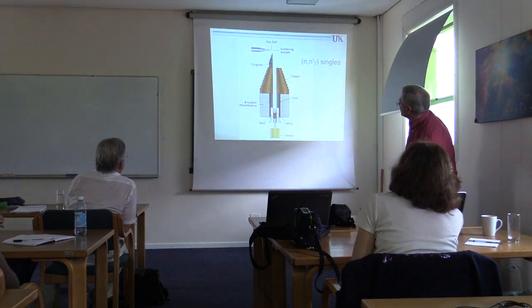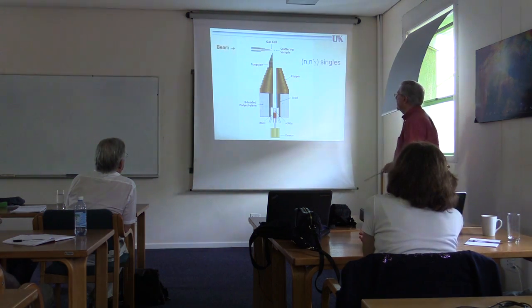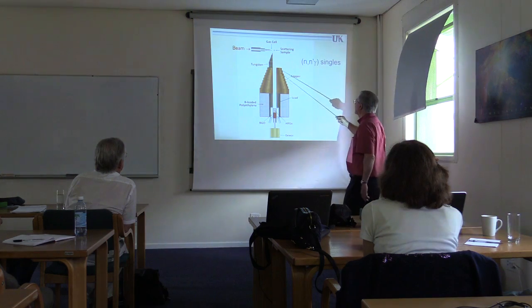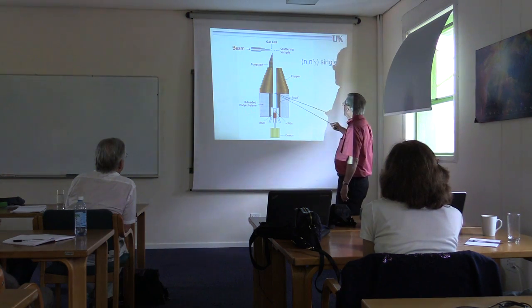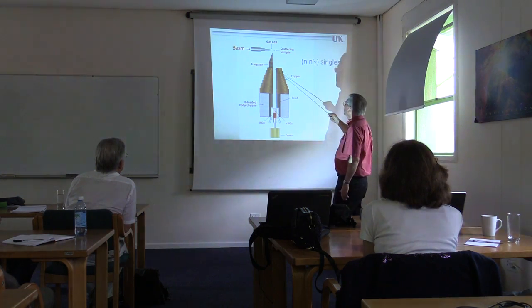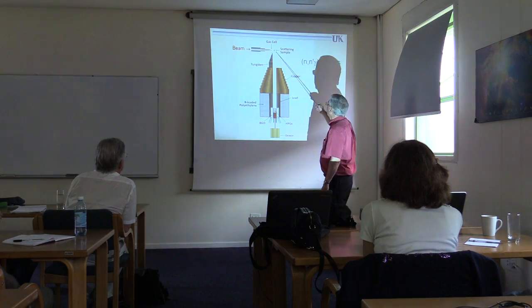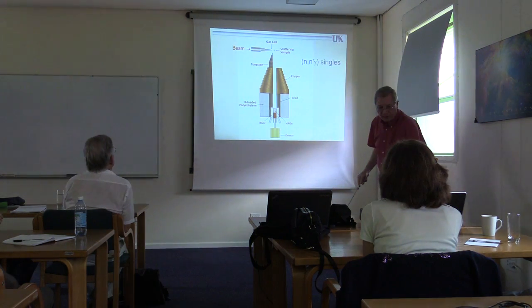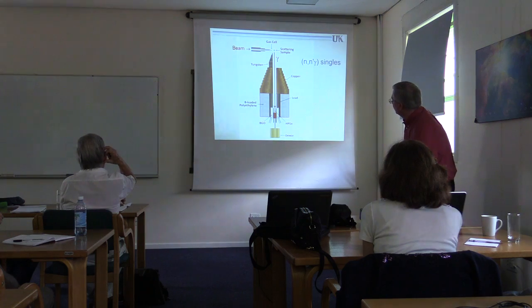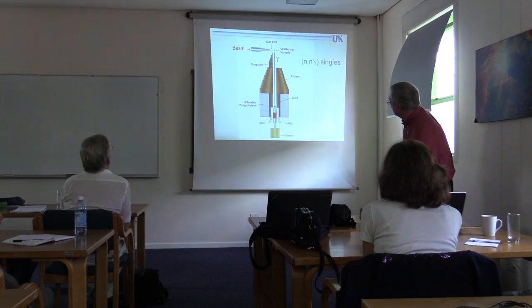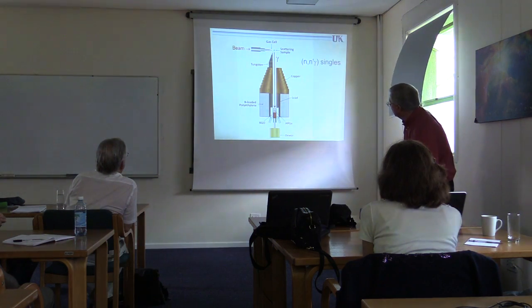Okay, this illustrates schematically again how we do it, but with a little bit more realistic drawing of how we would detect the gamma rays from the scattering. The beam comes in, the neutrons strike our scattering sample, and we detect them in a detector. It's about a meter away.